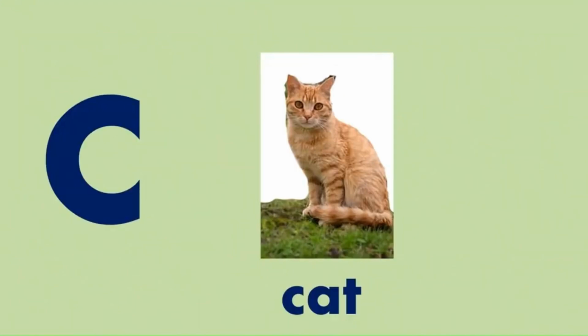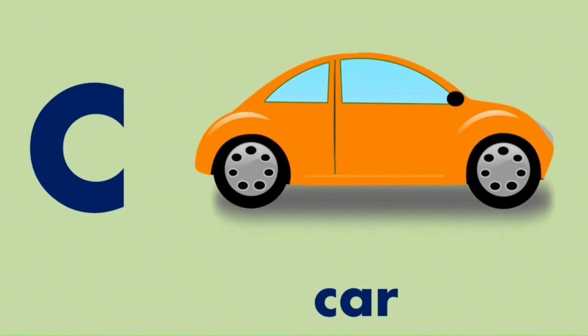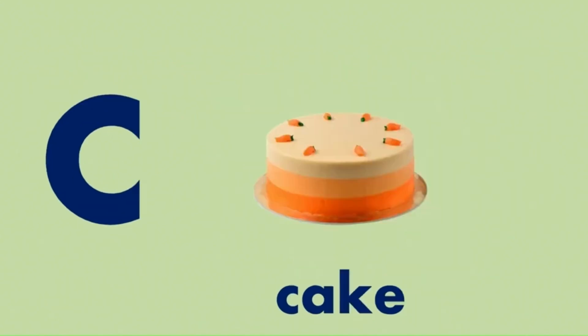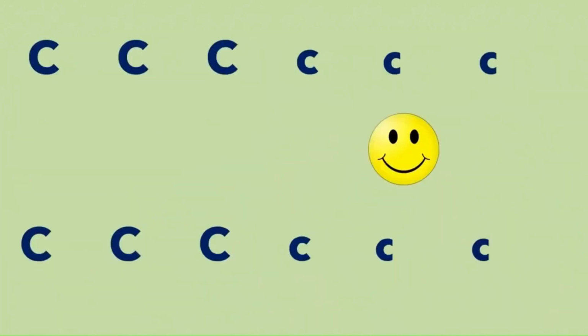C for cat, k, k, k. C for carrot, k, k, k. C for car, k, k, k. C for cow, k, k, k. C for cake, k, k, k. Letter C says k, k, k.